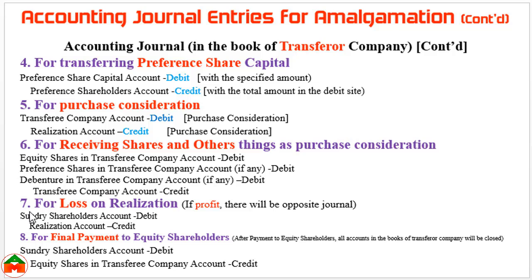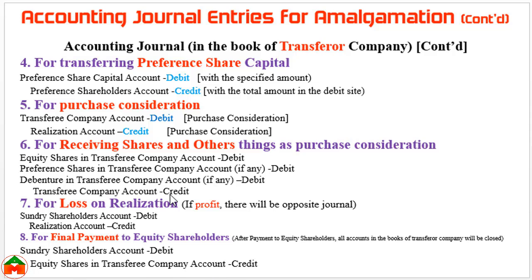In the seventh journal, we will show any loss or profit from the realization. If there is a loss, the journal will be sundry shareholders account debit and realization account credit. But if there is a profit, there will be the opposite journal: realization will be debit and sundry shareholders account will be credit. Finally, we have to make a journal entry for final payment, that is sundry shareholders account debit and equity shares in transferee company account credit.